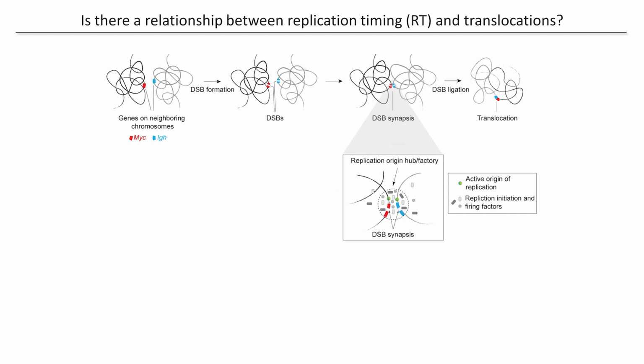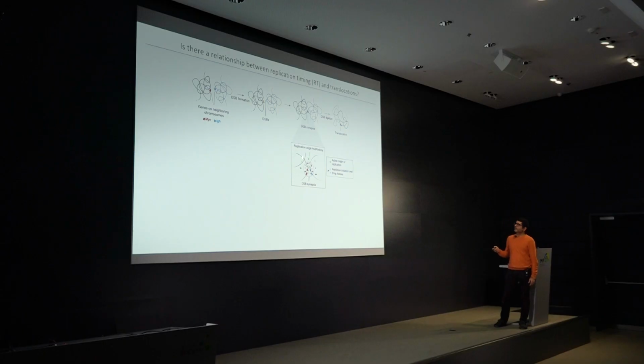So it has been proposed that replication can occur in the context of hubs or factories. In essence, if you have two origins of replication in a genomic neighborhood, they could come together and form a factory, which essentially means that their origins are activated synchronously at the same time. And if that's the case, we thought that that could explain how double-strand breaks could get synapsed. So if you have two double-strand breaks on these neighboring chromosomes, if the origins in those loci fire synchronously in a hub, that would bring about the co-localization of these two DNA breaks.